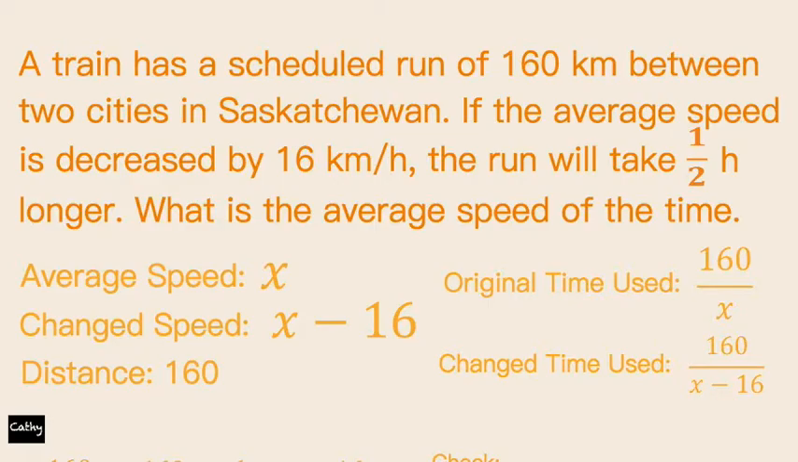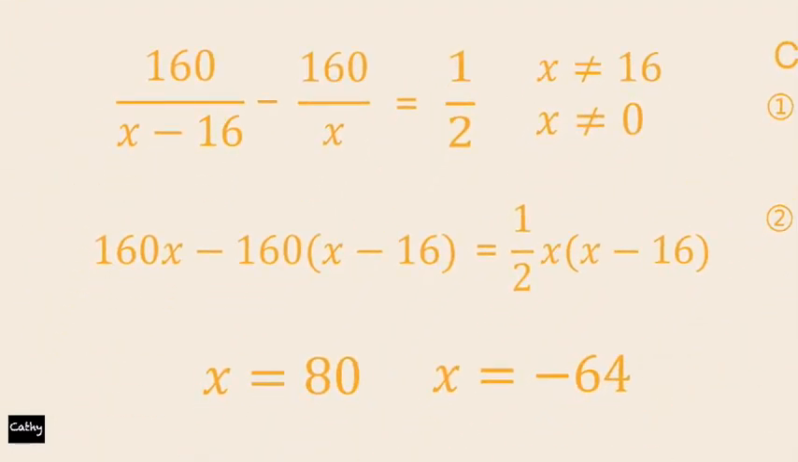So the original time used would be 160 over x, and the changed time used would be 160 over x minus 16. So the equation has to be 160 over x minus 16 minus 160 over x equal to 1 over 2. The restriction will be x cannot be 16 or 0. Simplify it, we will have 160x minus 160 times x minus 16 equal to 1 over 2 times x times x minus 16. The solution we will have is 80 or negative 64.